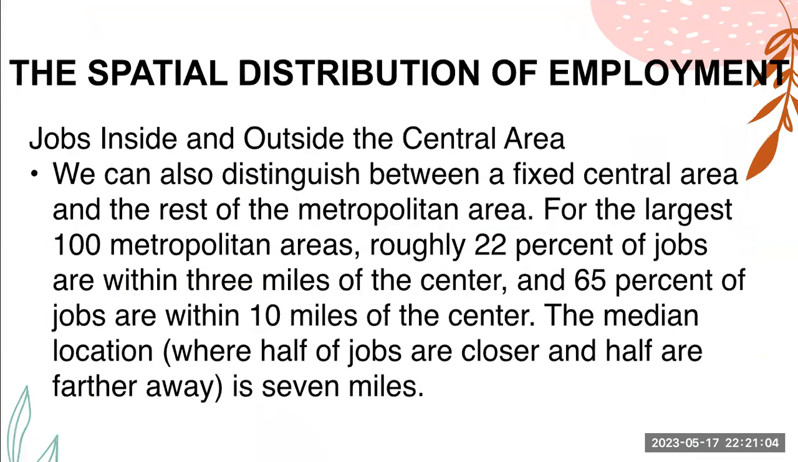Okay, and jobs inside and outside the central area still. So we can also distinguish between a fixed central area and the rest of the metropolitan area. So for the largest 100 metropolitan areas in the United States, roughly 22% of jobs are within 3 miles of the center, and 65% of jobs are within 10 miles of the center. And the median location, which indicates where half of jobs are closer and half are farther away, is 7 miles.